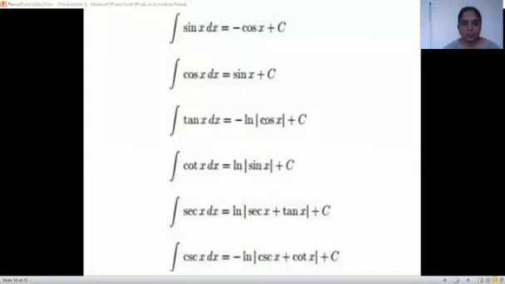Next is integration of tan x, that is minus of log cos x, or you can say log of sec x, either minus log cos x or log of sec x. Then next is integration of cot x, it is log of sin x. Integration of sec x is log of sec x plus tan x. Integration of cosec x is minus log of cosec x plus cot x.